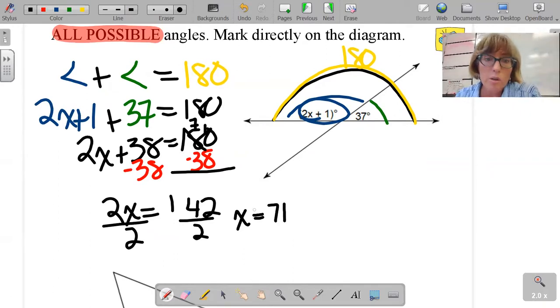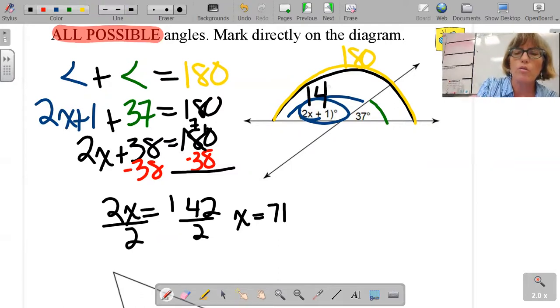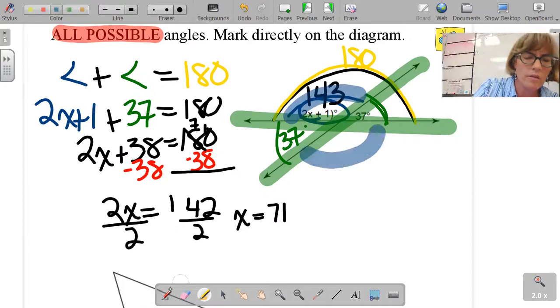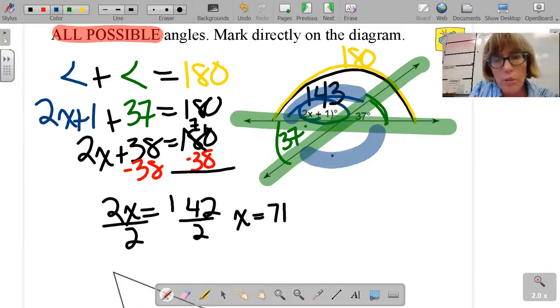So we find that x equals 71. So let's see what is true. 2 times 71 is 142 plus 1. That makes this 143. Now, I don't tell you just to find x. I tell you to find everything. So what we have here is vertical angles. So if this is 37, over here, this is 37. We also have vertical angles going this way. So if that's 143, this is also 143.